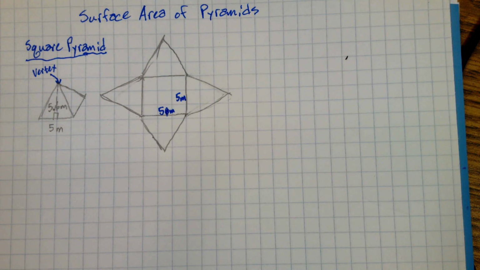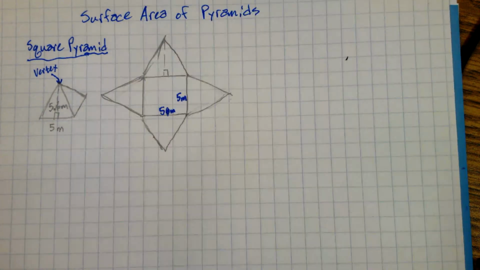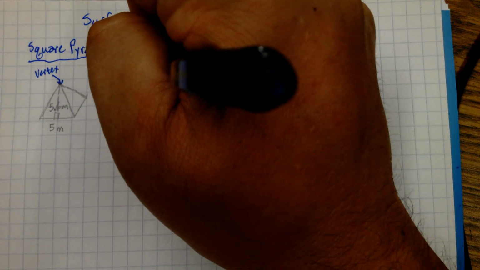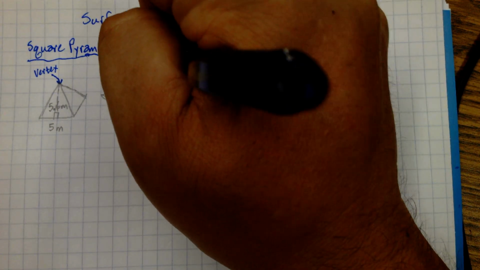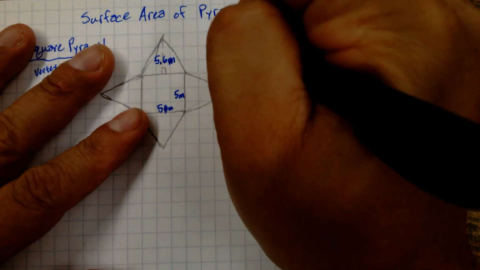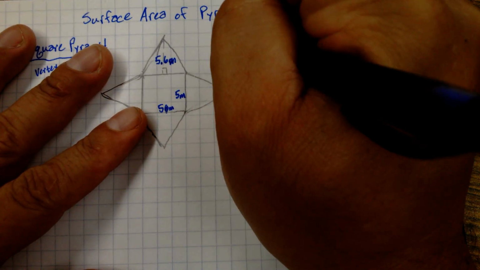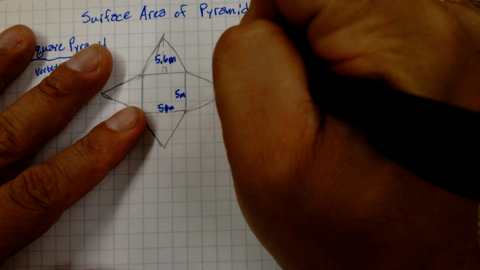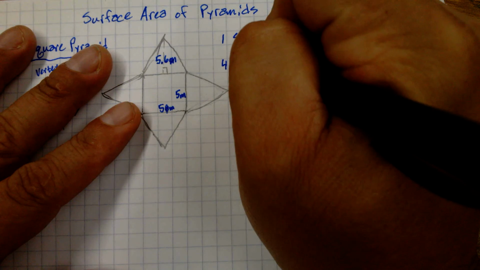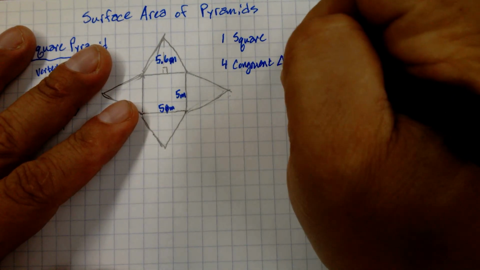We got four of them. What's unique about those four triangles? They all have a height of 5.6 meters. Now, would that mean they all are congruent? That's not always going to be the case, but here all of them are congruent. So we have one square and four identical, or let's say congruent, triangles.